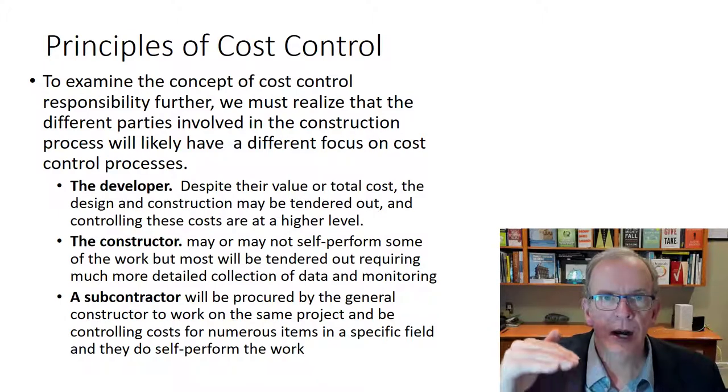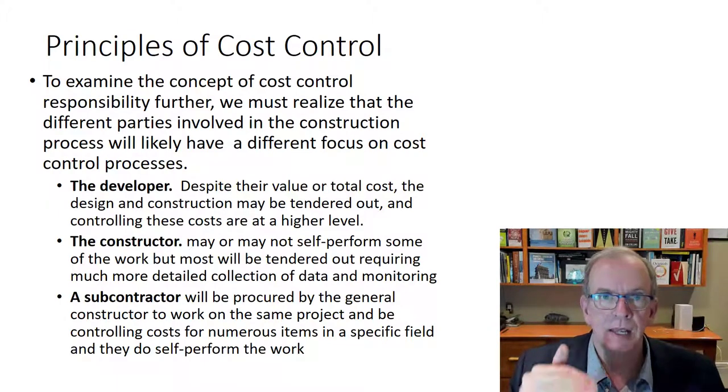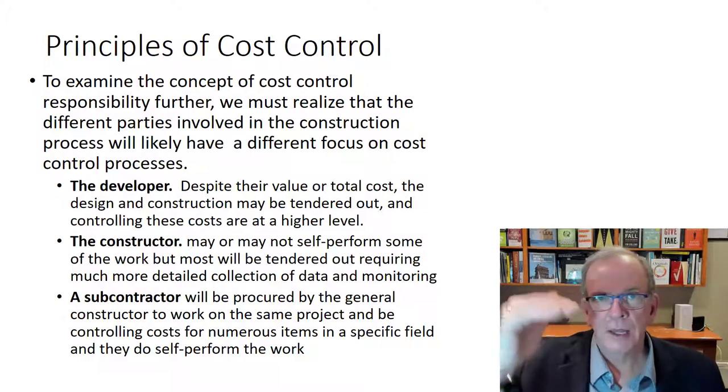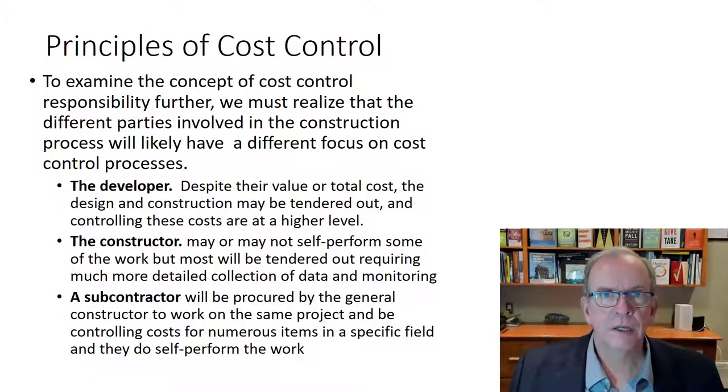The subcontractor has to be looking at their labor hours that it's going to take, and that's a variable cost, and the materials that they're procuring and purchasing in this process. So different levels are looking at things in different ways. And so that means the information, and how it's reviewed and how it's gathered, will be different.